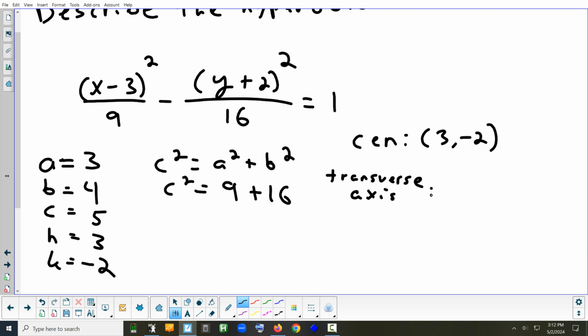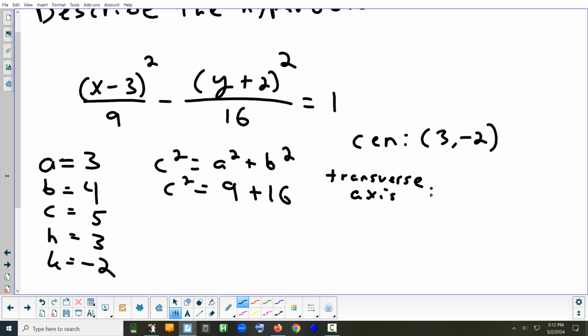Is it vertical? How do you figure that out for this one? Because I know how to do it for the... Yeah, vertical because the B is larger. Is that wrong? Yeah. But A is smaller. You don't look at the size of A and B to figure out the direction of the transverse axis. How do you do it?